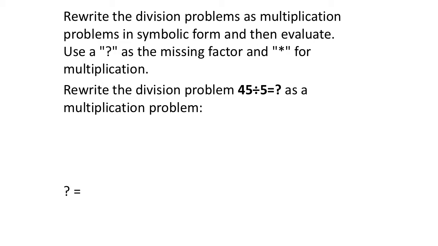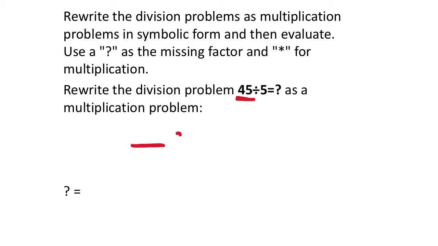So rewrite the division problems as multiplication problems in symbolic form, and then evaluate. Use a question mark as the missing factor, and we'll use the asterisk for multiplication. So rewrite this division problem as a multiplication problem. And yes, there's two ways to write this multiplication problem, all right? Now we know 45 here is the dividend, so it has to be the product.